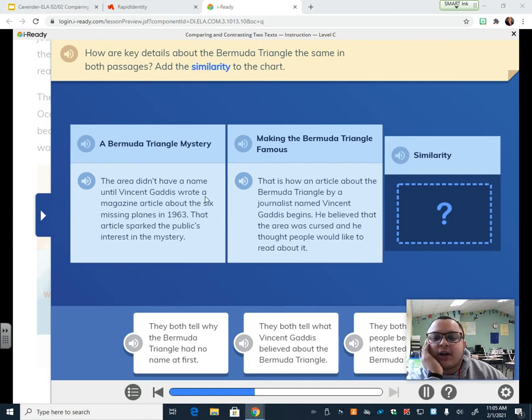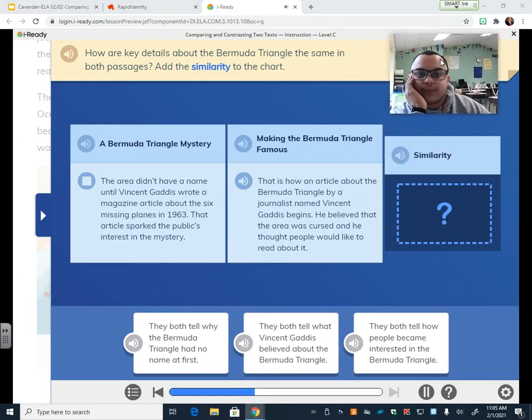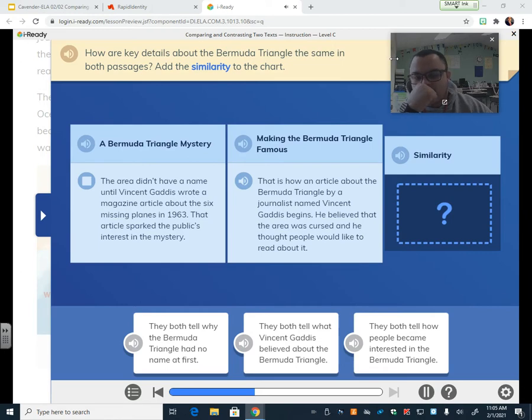In the Bermuda Triangle mystery, it says the area didn't have a name until Vincent Gaddis wrote a magazine article about the 6 missing planes in 1963. That article sparked the public's interest in the mystery. And Making the Bermuda Triangle Famous says that is how an article about the Bermuda Triangle by a journalist named Vincent Gaddis begins. He believed that the area was cursed, and he thought people would like to read about it.